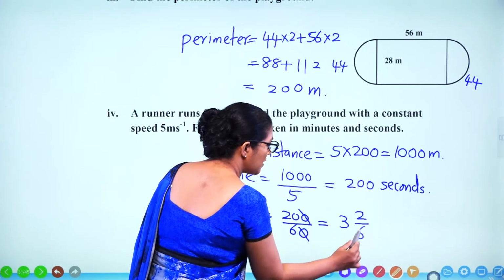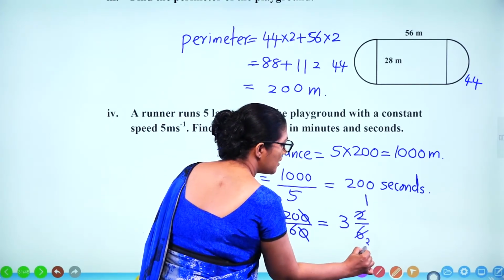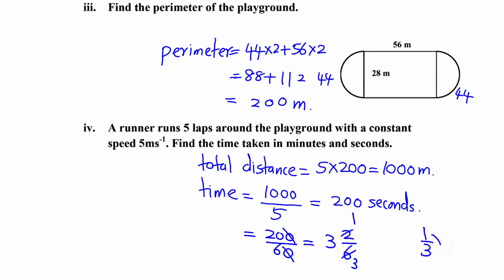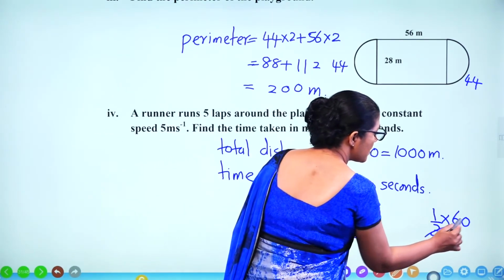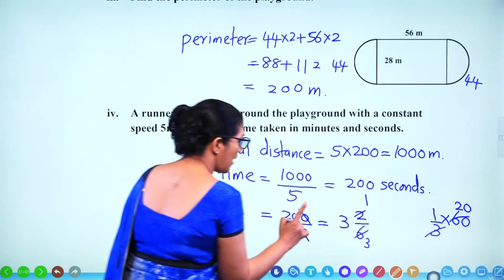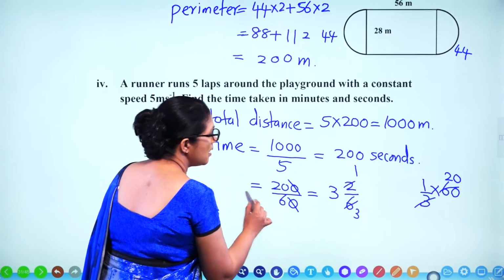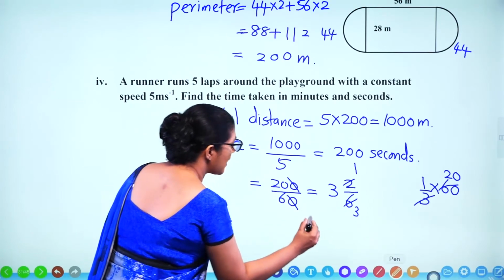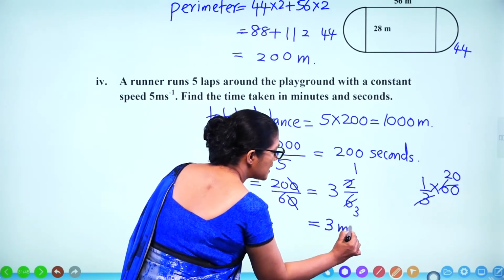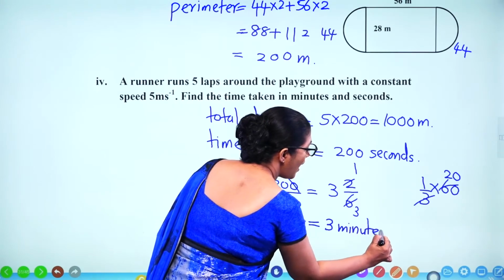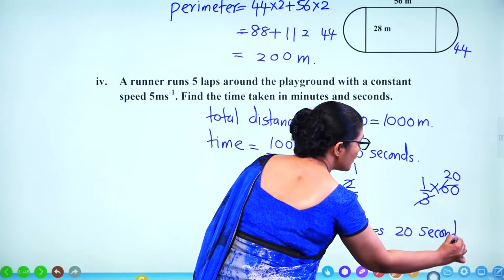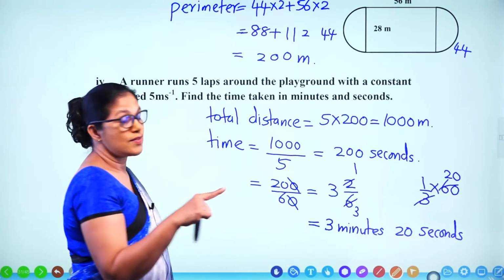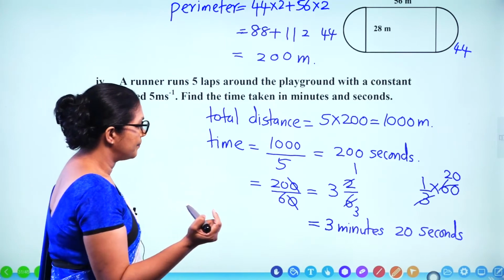Now we can simplify it. This is 1/3. So 1/3 of 60 seconds, we are converting to seconds there. 1/3 of 60 seconds, that's 20 seconds extra. So we can write the time in minutes and seconds: 3 minutes and 20 seconds. The remaining part we converted to seconds, so you have to multiply by 60.